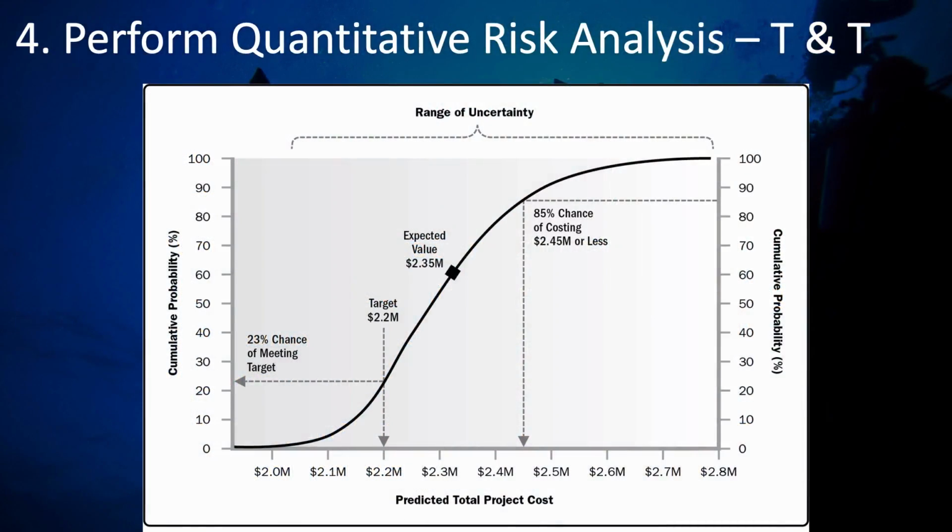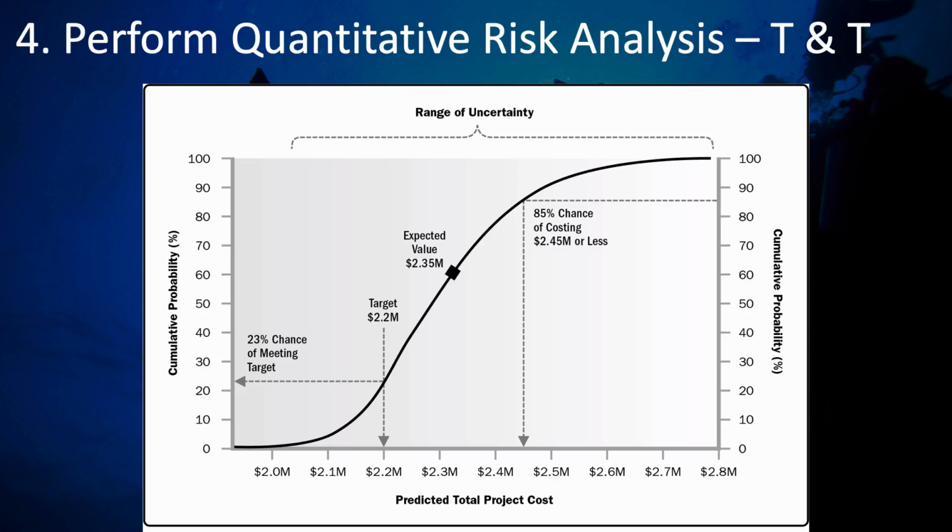Once you've run this simulation thousands of times through all of these different random scenarios and determined the overall impact for each of these thousands of test cases, you can then graph this on a histogram, or in this case, on an S-curve that shows the probability that the project will cost, in this case, 2.1 million or 2.2 million or 2.3 million, and so on.